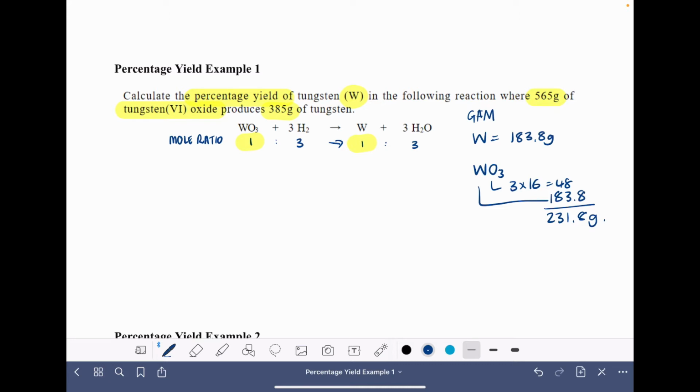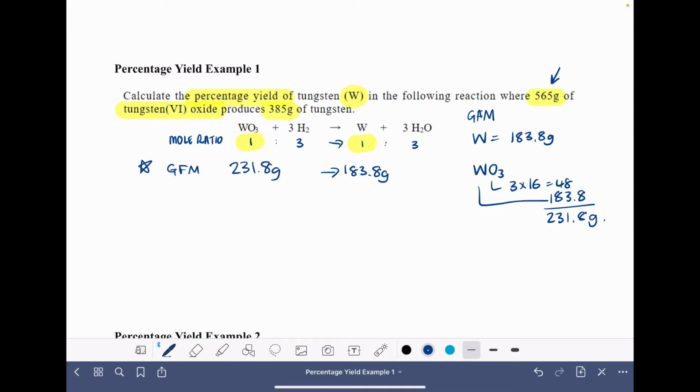So in theory, if we started off with 1 whole mole of tungsten oxide, that would be 231.8 grams. And that would yield 183.8 grams. So this statement here tells us that if we had 231.8 grams, we would get 183.8 grams. So now we need to say, well, we didn't start with 231.8 grams. We started with this mass, 565 grams, which is a bigger number. So we're going to expect a bigger mass of tungsten to be produced.